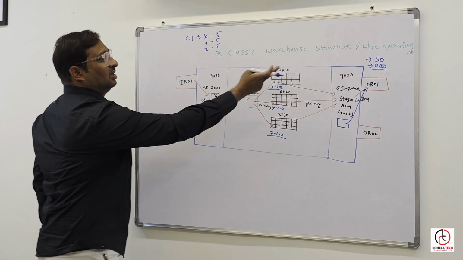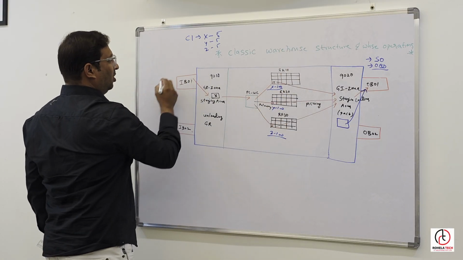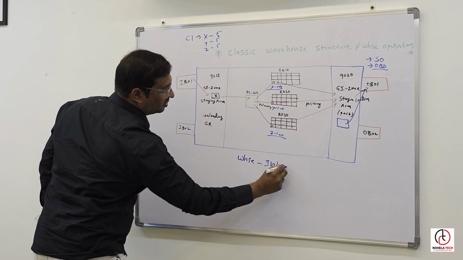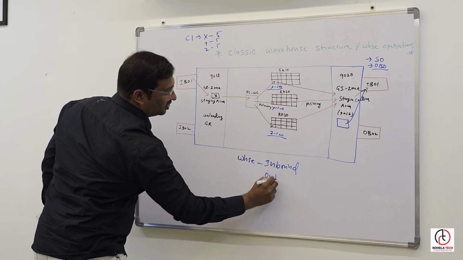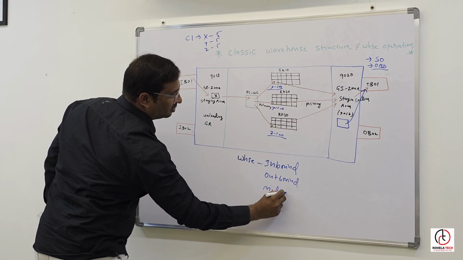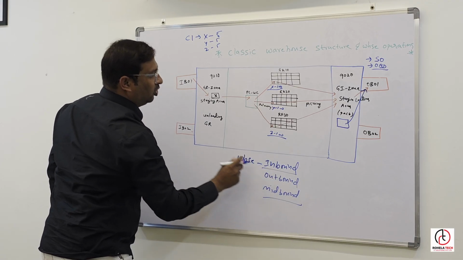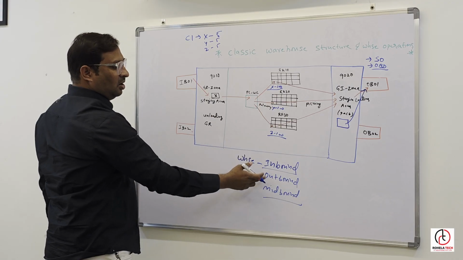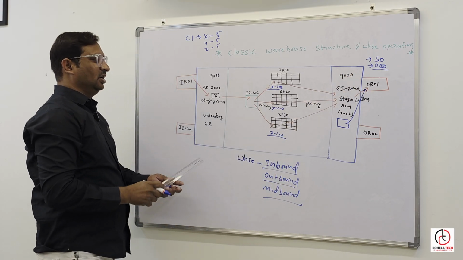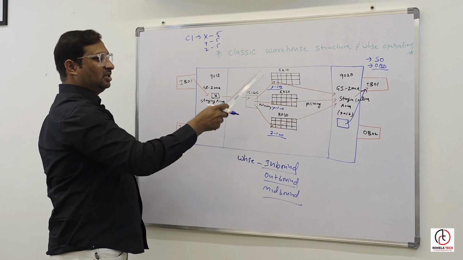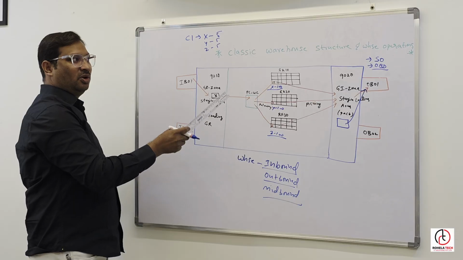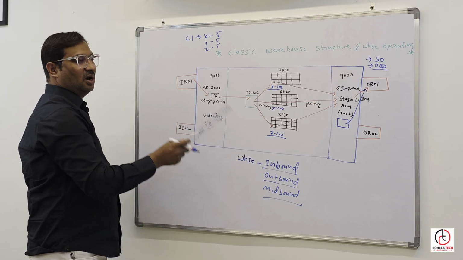So basically the warehouse operations are inbound operations, outbound operations, and mid-bound operations. Inbound means the goods receipt process, outbound means the goods issue process, delivering to the customer. Mid-bound means your product is moving inside the warehouse from one place to another place. So this is the whole classical warehouse structure, and these are the warehouse operations.